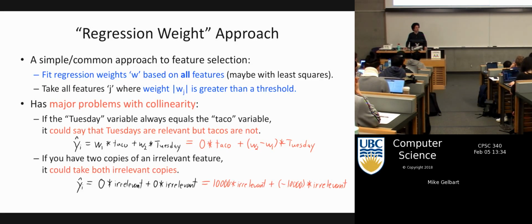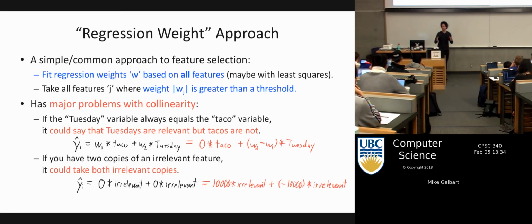But as I mentioned, if the Taco and Tuesday variables are actually identical, we still haven't solved this problem. And we talked about this before. I might also learn crazy weights. So this is more of a general issue with linear regression and collinear features. But now that we're trying to use this for feature selection, it really becomes a big problem.